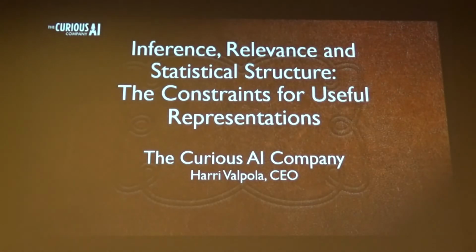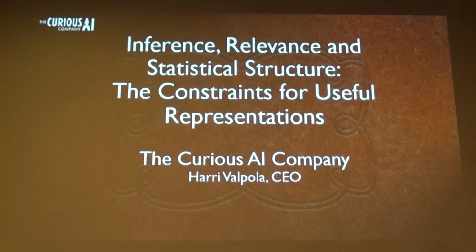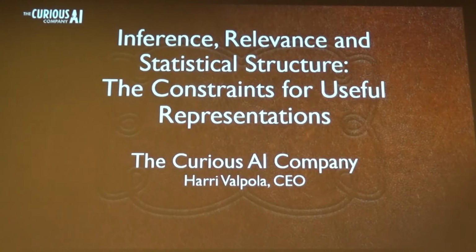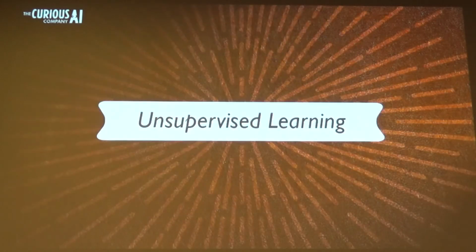So that's the title. I'm going to argue that in order to have good representations, now for decision-making agents, you need to look at relevance, inference, and statistical structure. And those are the principles. I'm going to give you some examples of how that works. But before going there, my career, how did I end up here?